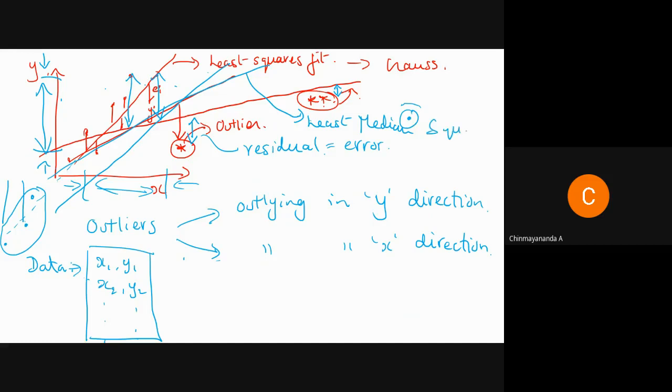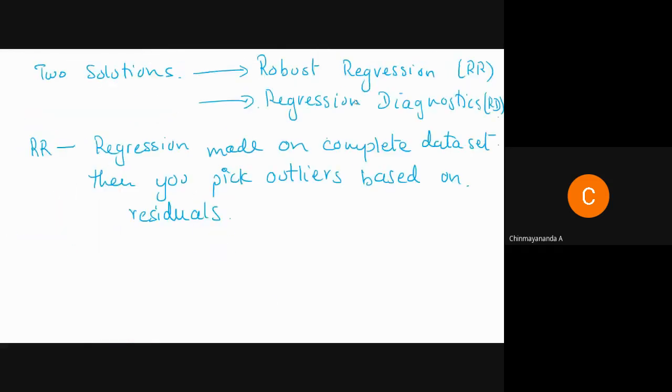What is least median square? But the point that I want to make clear here is, if you use a least median square and take out the residuals, then you can make out that there's an outlier, that these two guys are outliers. You can make out that. So this type of method is known as robust regression. There are many robust regressors. So this is one philosophy: you do the analysis on the complete data set and then try to pick outliers based on residuals.